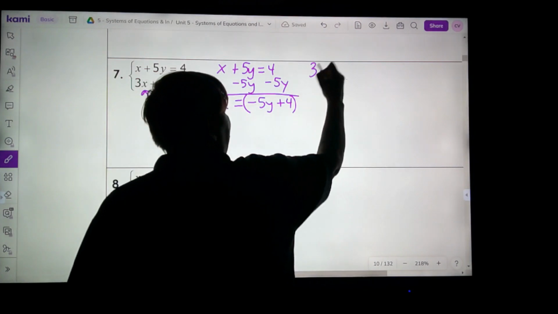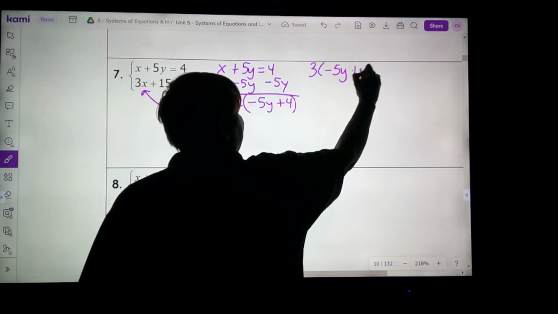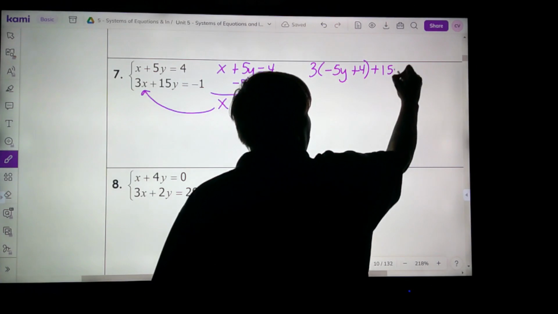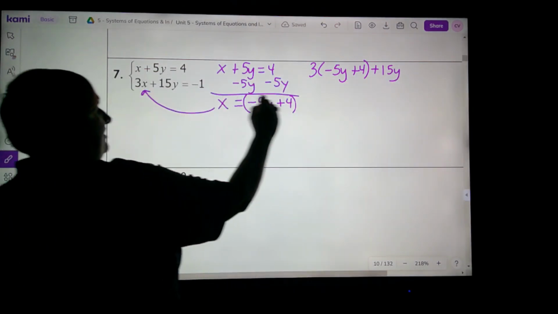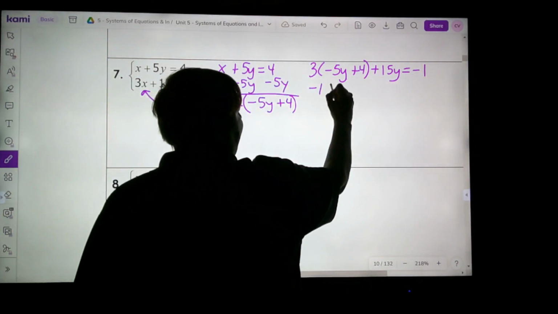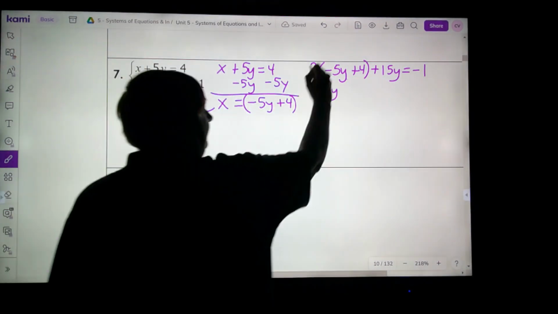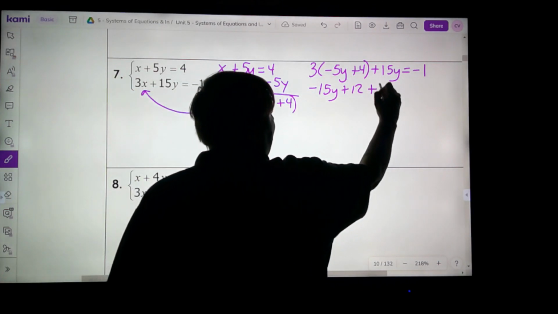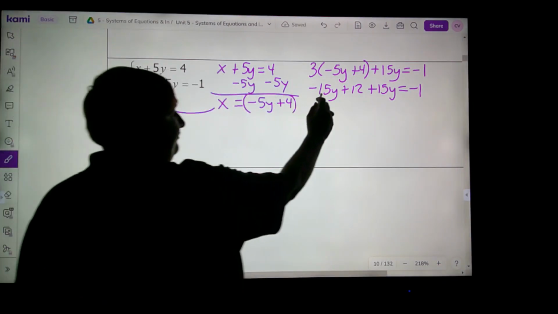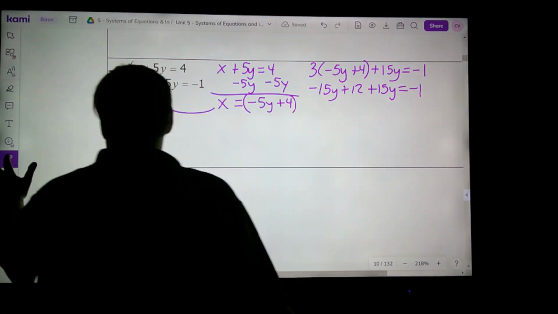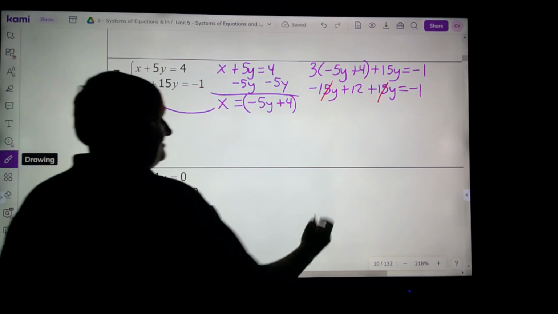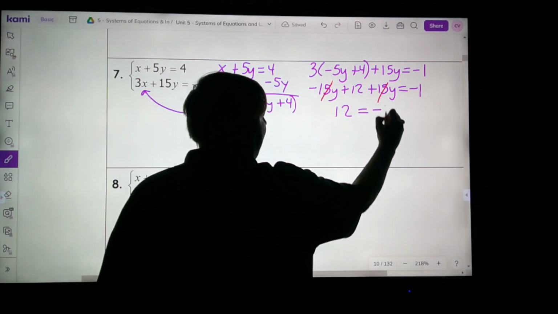Right? So 3 times negative 5y plus 4 plus 15y equals negative 1. Distribute. Negative 15y plus 12 plus 15y equals negative 1. That's interesting. Negative 15y plus 15y are going to cancel out. I don't even have to solve. Right? They cancel each other out. I'm left with 12 equals negative 1.